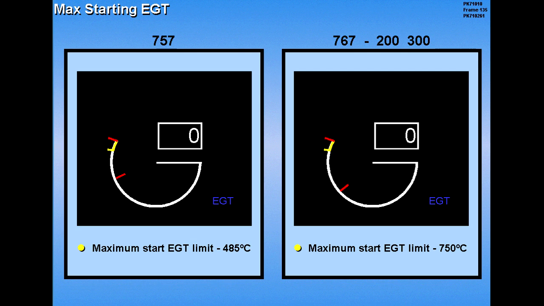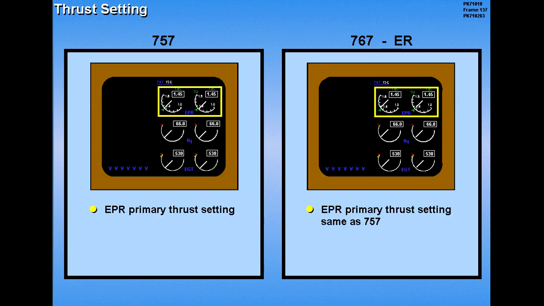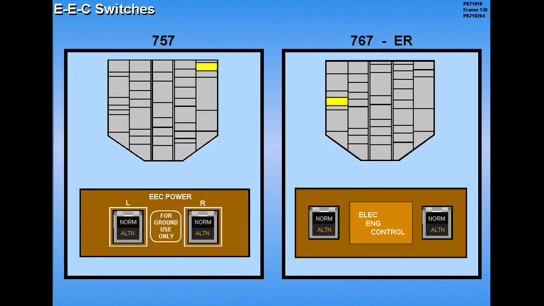Now let's look at the 767 ER differences. The 767 extended range aircraft is powered by two Pratt & Whitney 4060 engines. These engines, like the engines on the 757, use EPR as the primary indication for setting thrust. Two guarded EEC switches are located on the overhead panel.